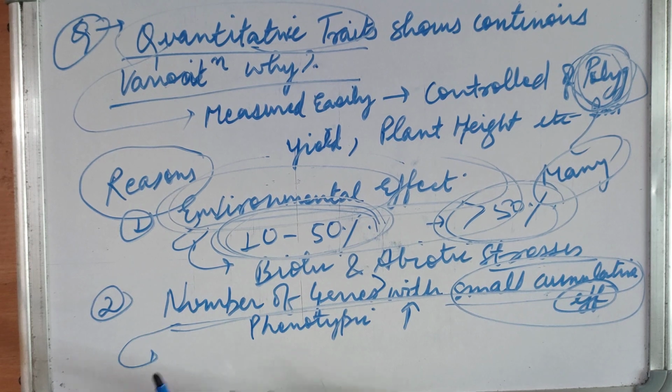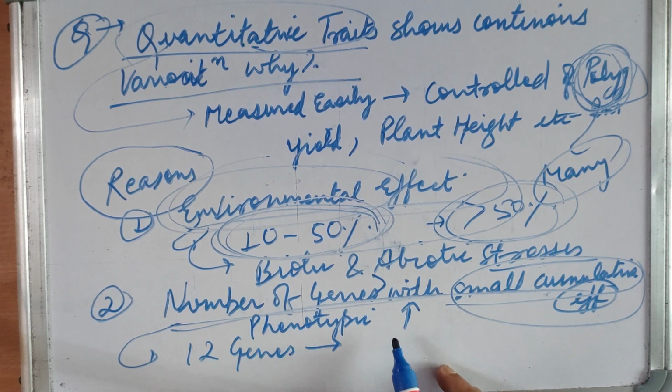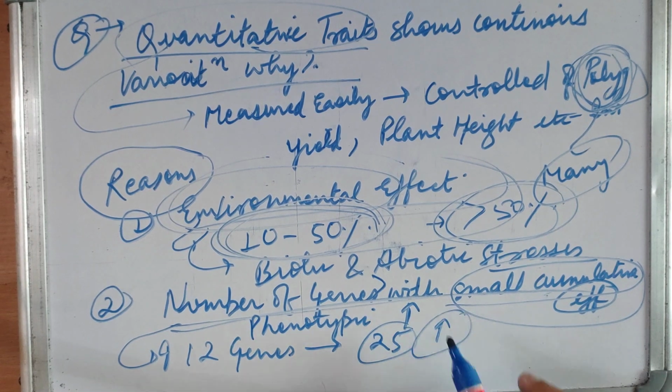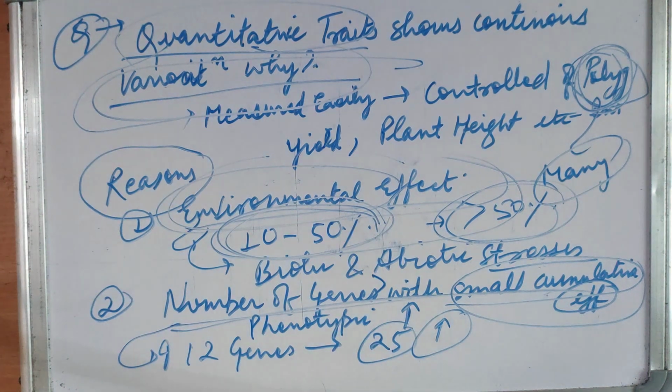Suppose there are 12 genes affecting a trait. If 12 genes are affecting a trait, there are more than 25 different phenotypic classes. So the more the genes, the more the phenotypic classes, and hence more variation. I hope you understand this.